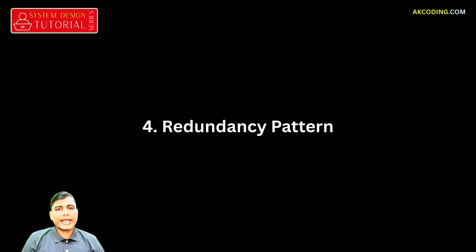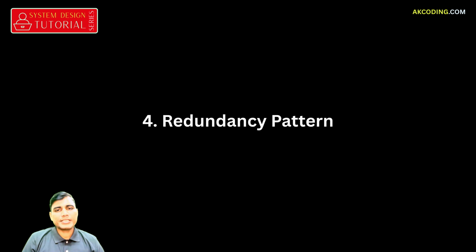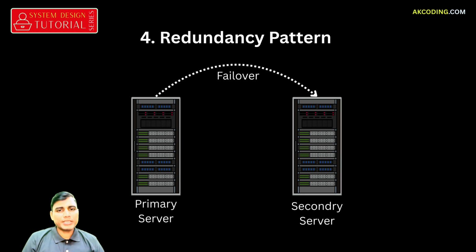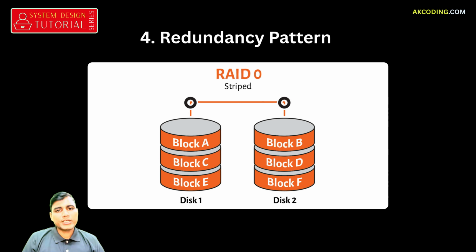Number 4, redundancy pattern in system design. Redundancy means having extra components: servers, disks, or even power supplies. It eliminates single points of failure. For example, RAID storage uses redundant disks so that if one fails, data is still safe.